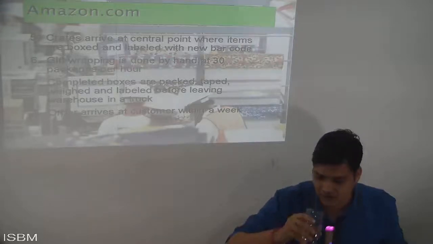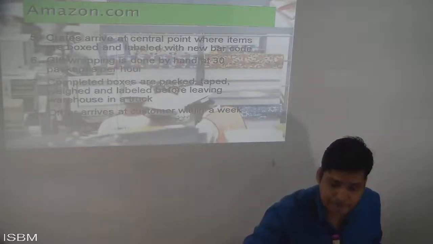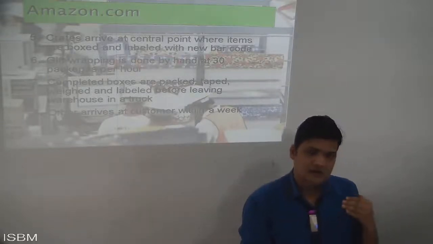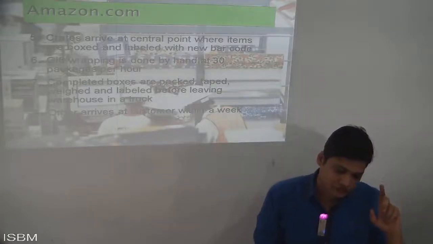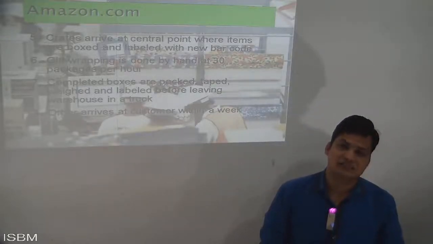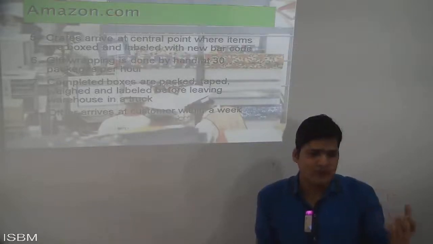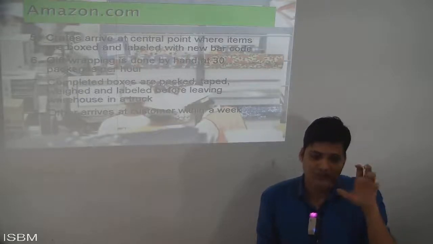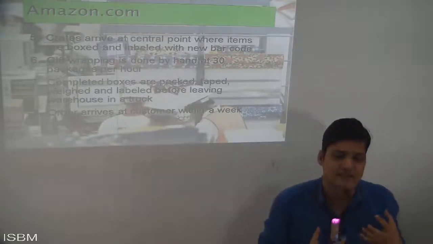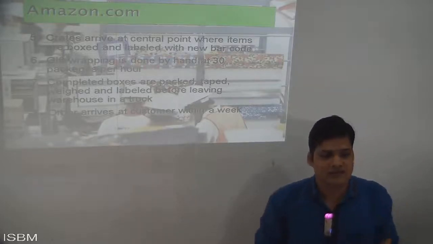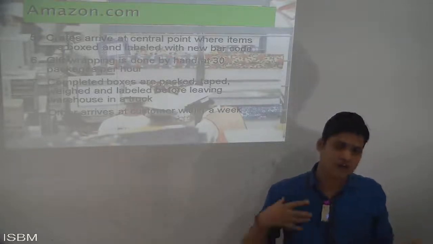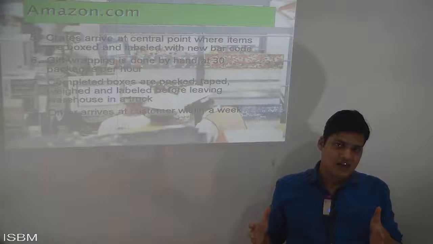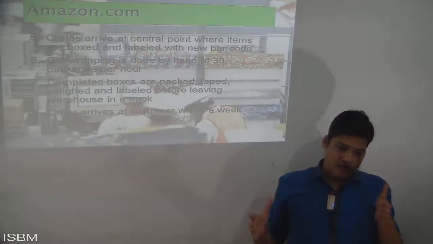Suppose this is the festival time. The festival time has come in India, which is Diwali, and in the US they have Christmas and Eid. Each time there is a festival, the number of orders increases for Amazon.com, so they have to work 24 by 7, and they know these products have to reach the customer within a limited period of time.